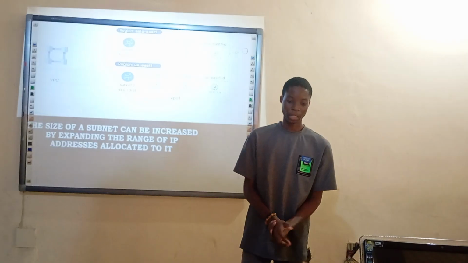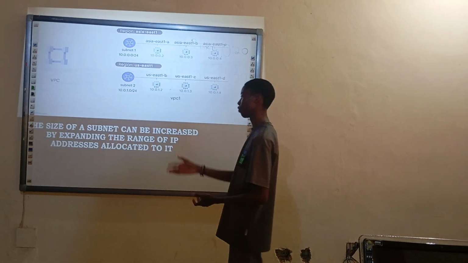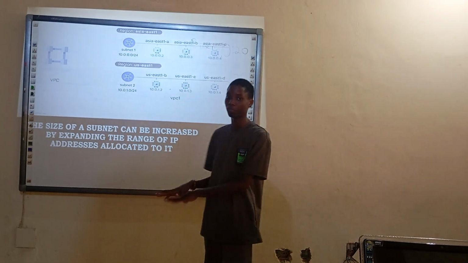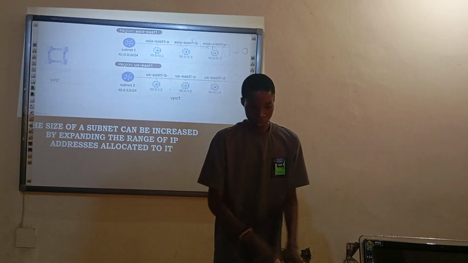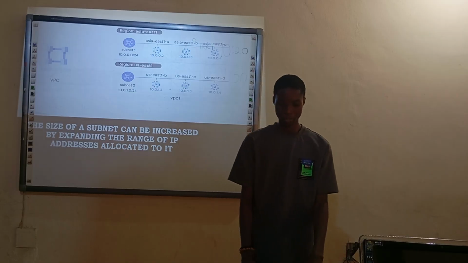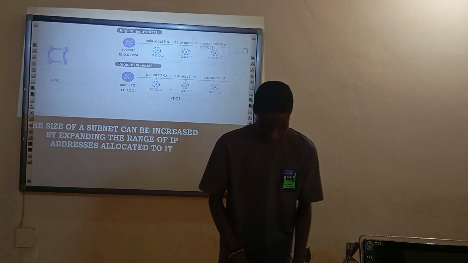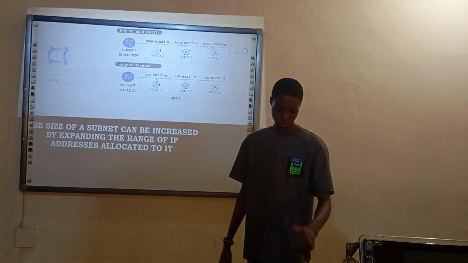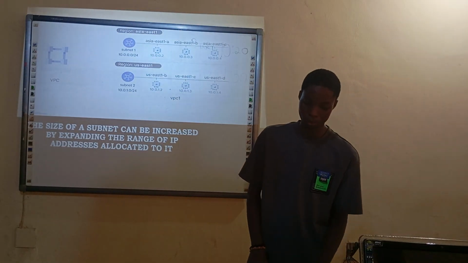So the size of a subnet can be increased by expanding the range of IP addresses allocated to it, and this doesn't affect the already configured VMs in that network. So we have an example. We have a virtual private cloud designated VPC1, and you have two subnets. The first one is in the Asia East 1 region, and the second one is in the US East 1 region.